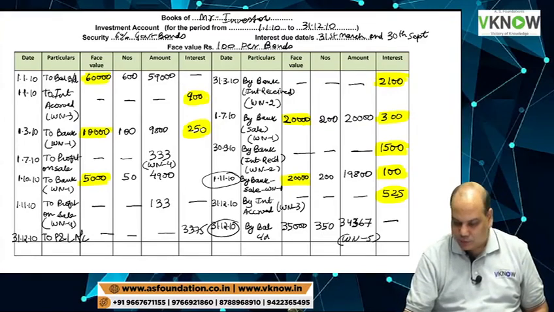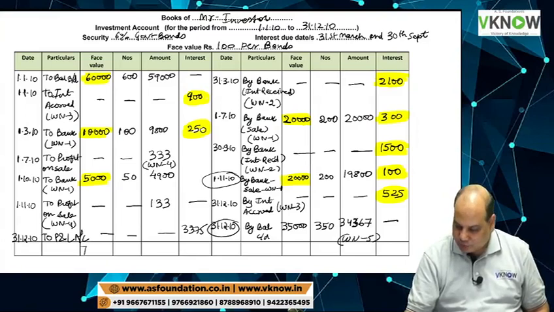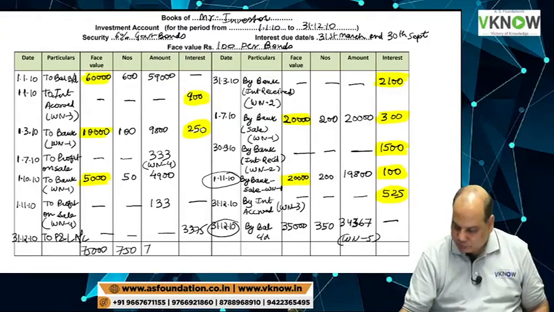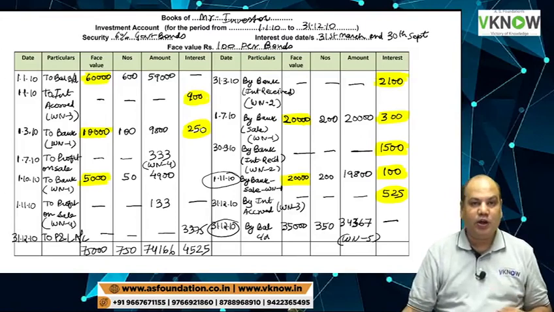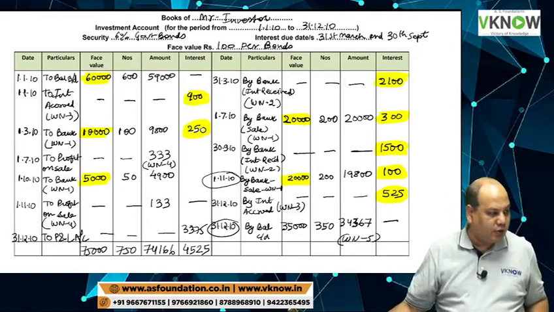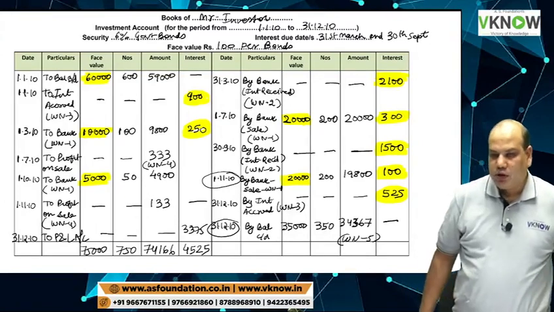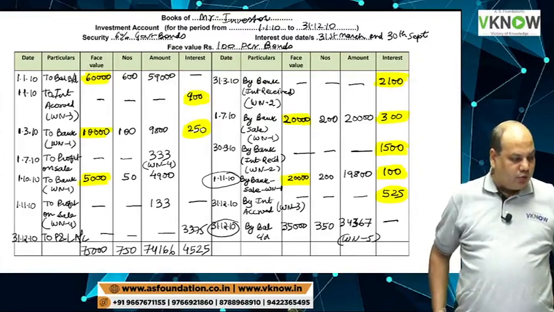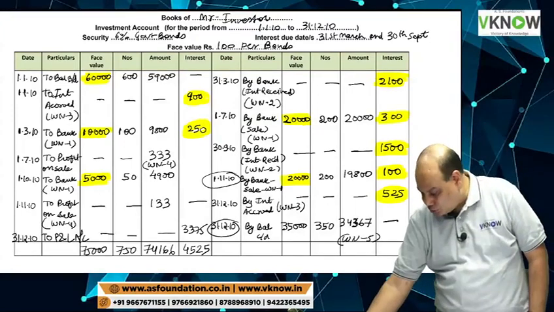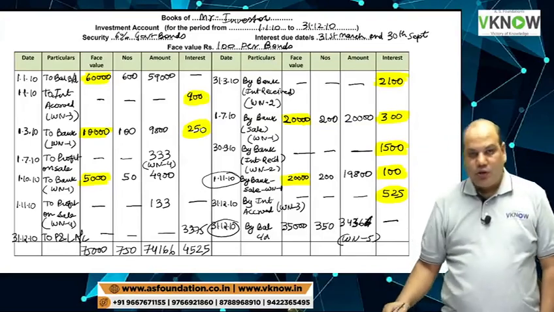Now tell me the total of face value column. 75,000 minus 750, 74166, 4525. Copy the same figure on the right side. There may be a difference of 1 rupee, and that is because of rounding off. Don't worry. You can reduce the closing stock by 1 rupee here, 6 rupees. Then your total will tally.